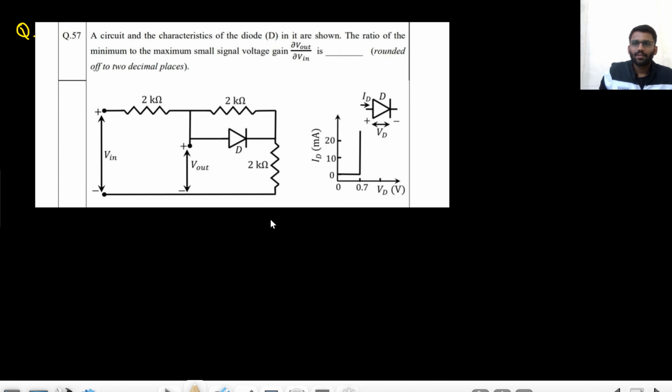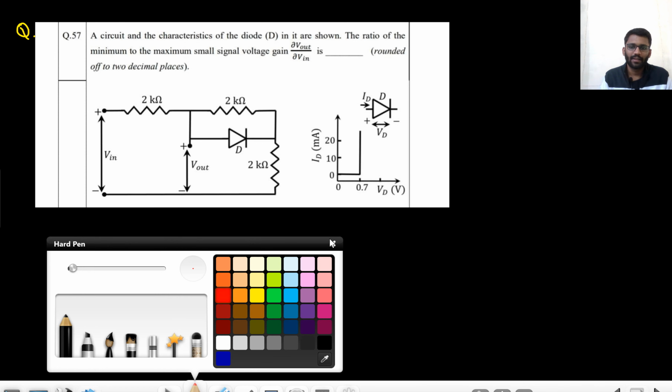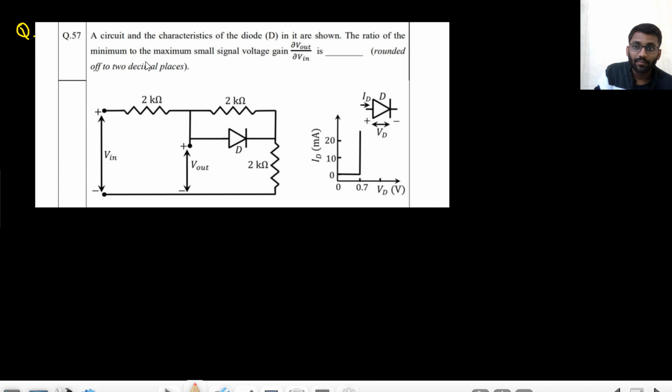Now this is the question that was asked in the GATE examination, and I have seen many teachers solving it wrong. I will not take anyone's name. All are respected teachers. They have done really good in their life, but this question I have seen many teachers solving wrong. They solve it by large signal analysis, DC analysis, but here it is mentioned minimum to maximum small signal voltage gain. Okay, let's read the question.